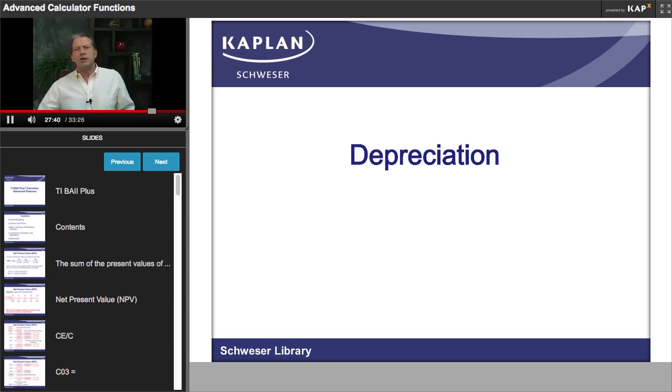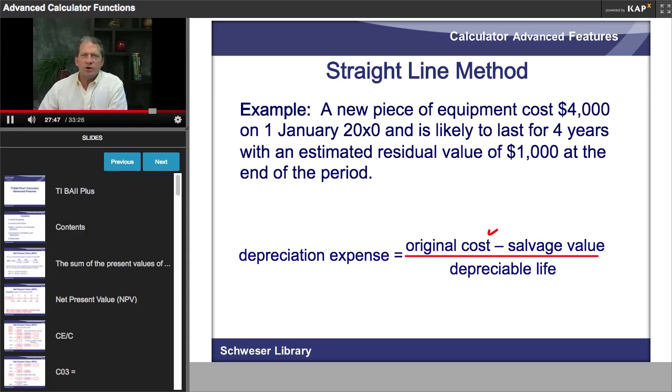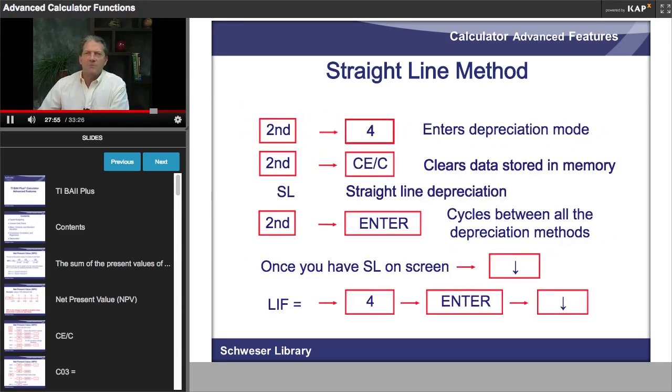Let's take a look at some depreciation measures here to wrap things up. For straight line depreciation, well, it's just the original cost minus the salvage value over its depreciable life. So this is not a difficult calculation for straight line depreciation expense. But there is a depreciation function, a depreciation mode on your calculator.